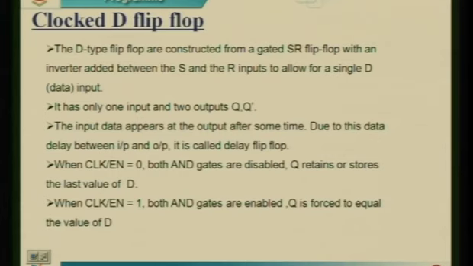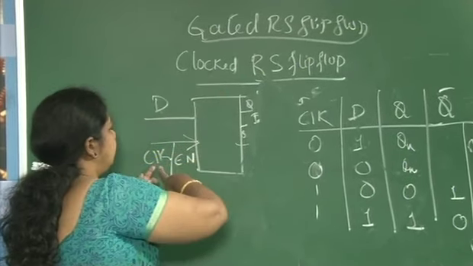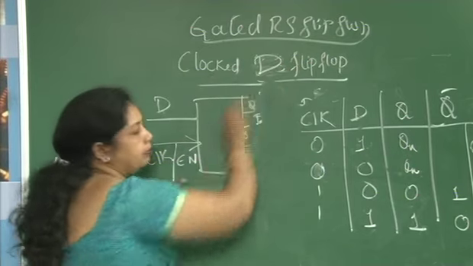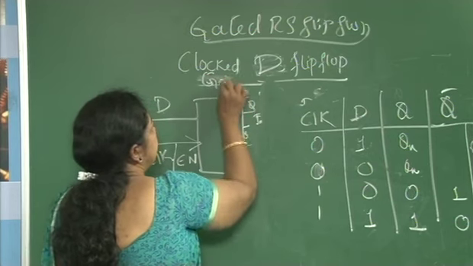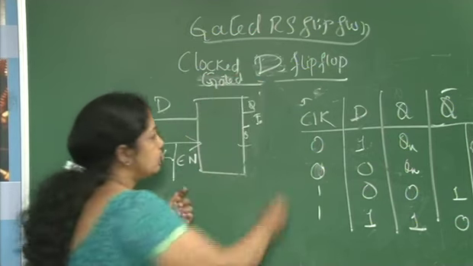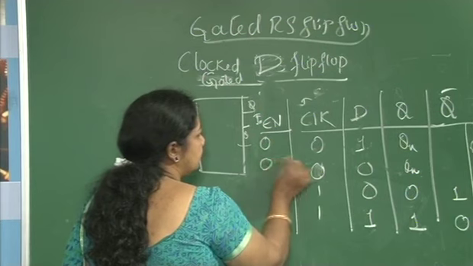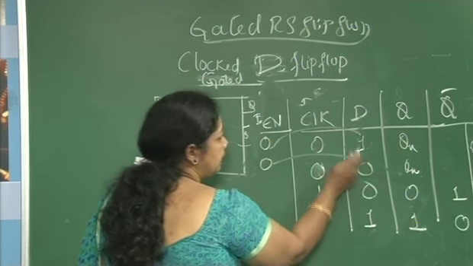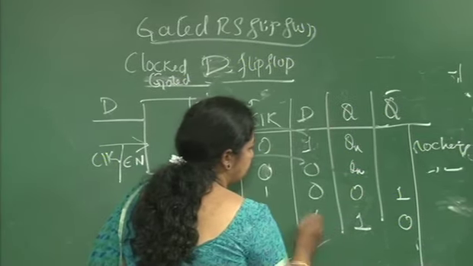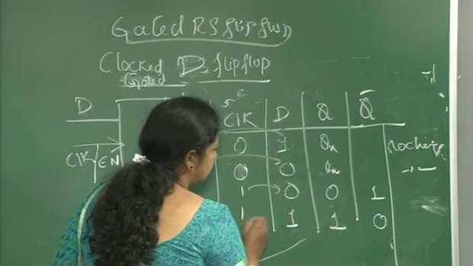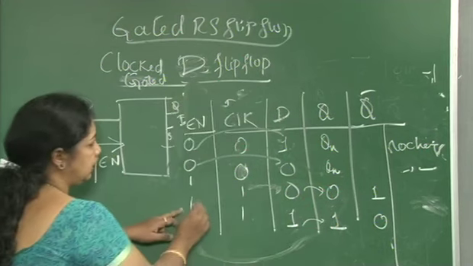So either I can give a clock or I can give an enable. When I give a clock, we call it a clocked D flip flop. Whenever I give an enable as an input, we call it a gated D flip flop. So once again, if my enable is 0, the output remains the same, whatever inputs I am giving, there is no change. If my enable is 1, then I am going to get the output.